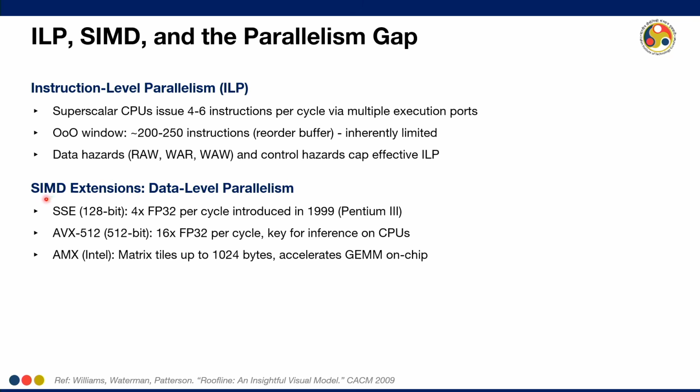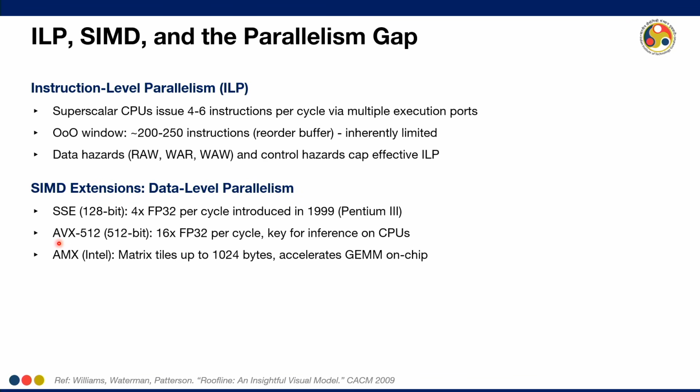SSE is another such extension, operating on 4 floating point 32 data per cycle, which was introduced in earlier versions of Pentium processors. But modern day processors have these two extensions in the AMD and Intel versions.